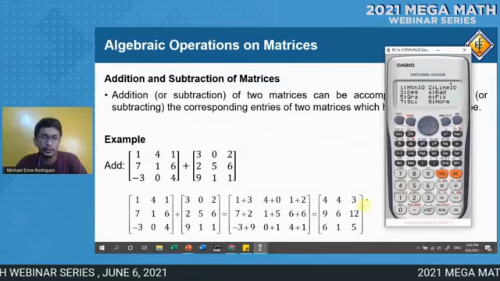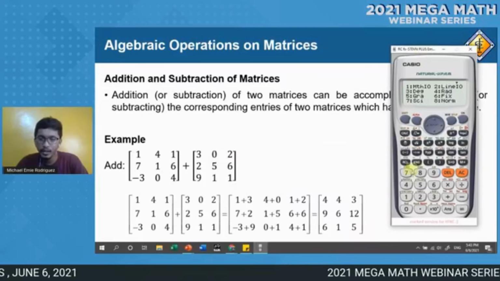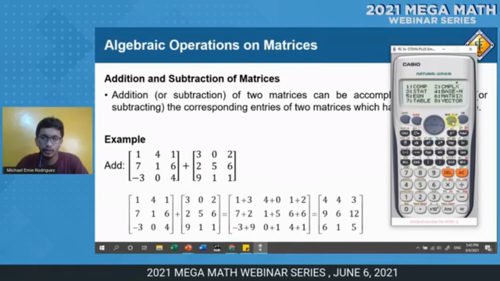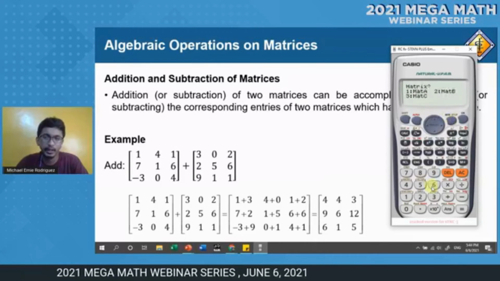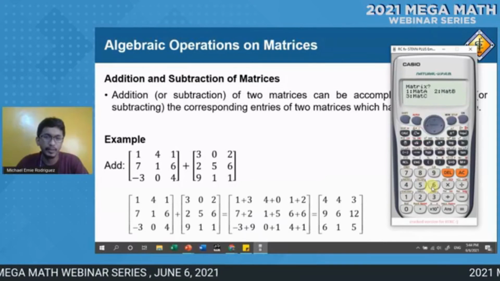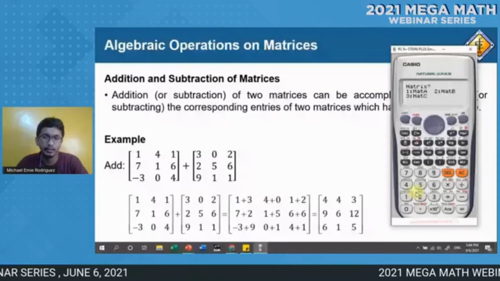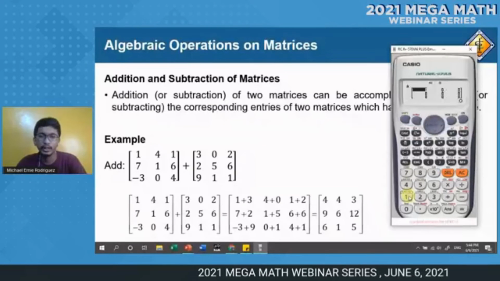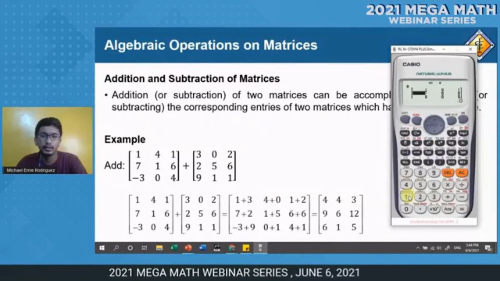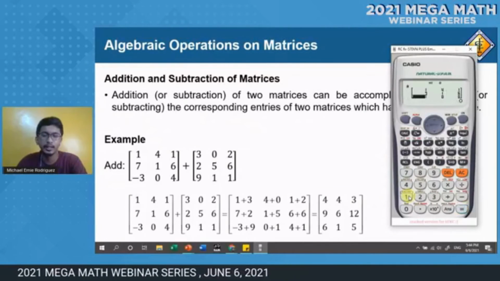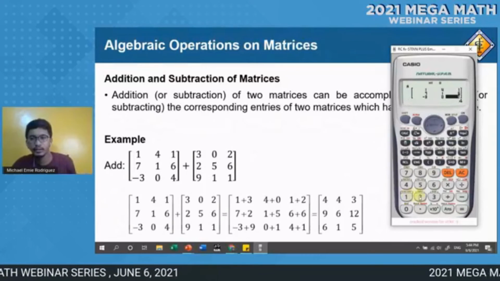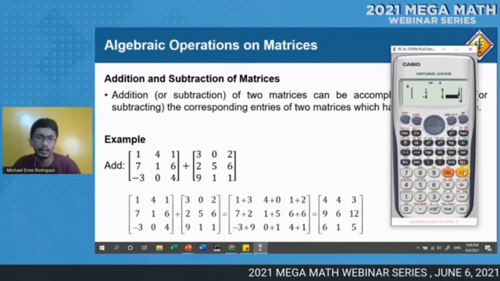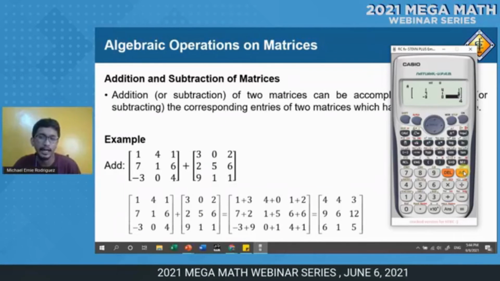So sa calculator, this is mode matrix 6, okay? And then you input the matrix. So matrix A, 1, and then the size, 3 by 3. So input natin 1, 4, 1, 7, 1, 6, negative 3, 0, and 4. Okay? And then pag na-input mo yan, you press AC. Huwag kayong mag-alala, hindi mawawala yan.